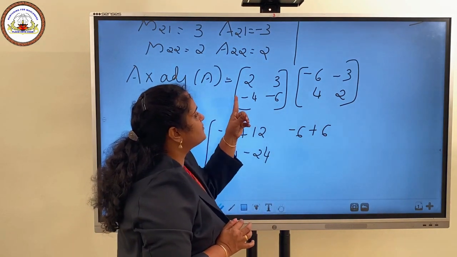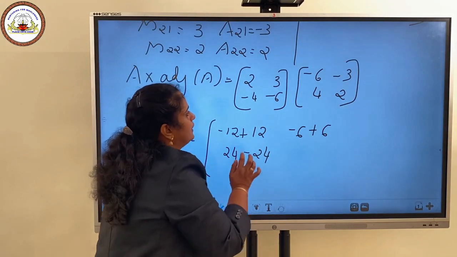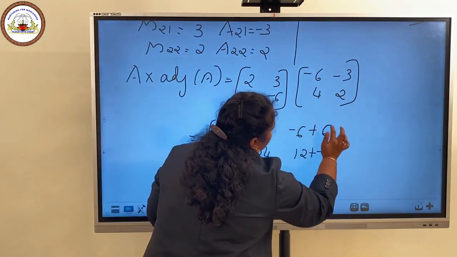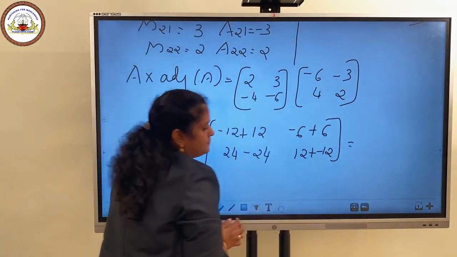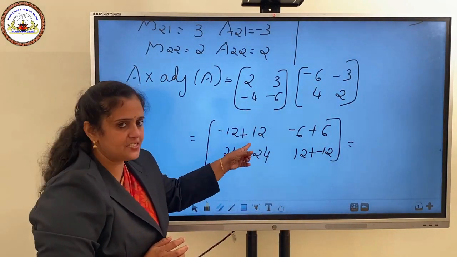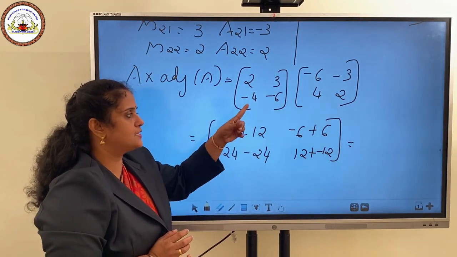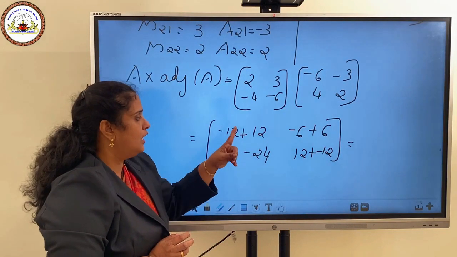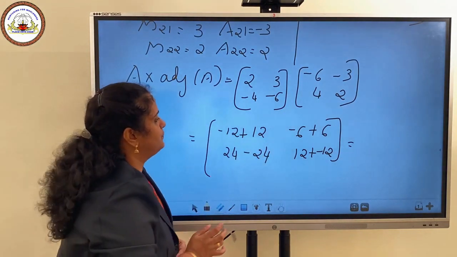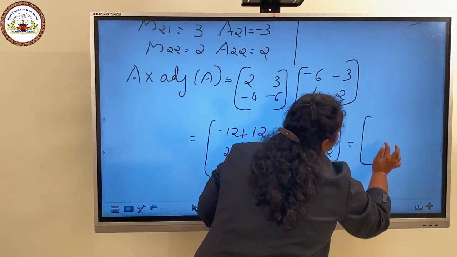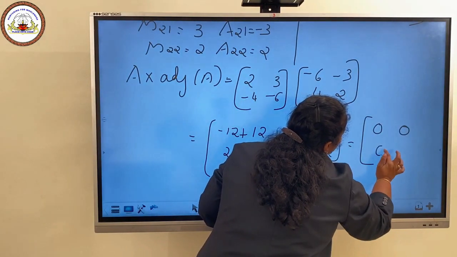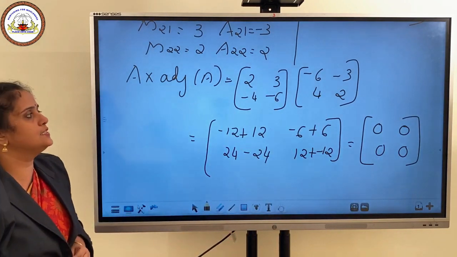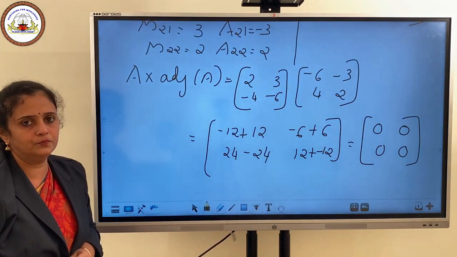Then you multiply the second row into the second column: that is 12 plus minus 12. The answers are minus 12 plus 12, 0; minus 6 plus 6, 0; 24 minus 24, 0; 12 minus 12, 0. That is the null matrix, 0, 0, 0, 0. A into adjoint of A is equal to 0.